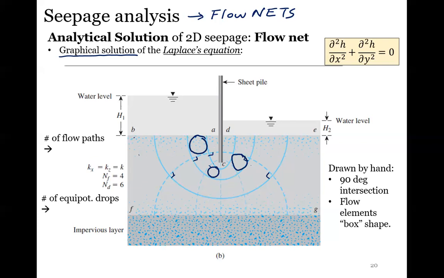Obviously there's a lot of room for error for this, but as long as we can graphically get it close, then if we count the number of flow lines and the number of equipotential drops, what we'll see is that this is proportional to the permeability coefficient and the overall seepage through it.